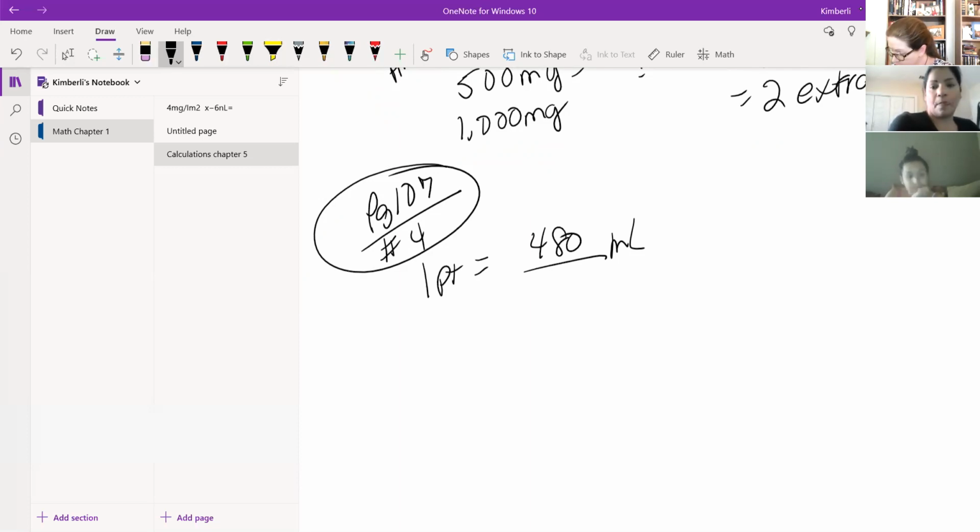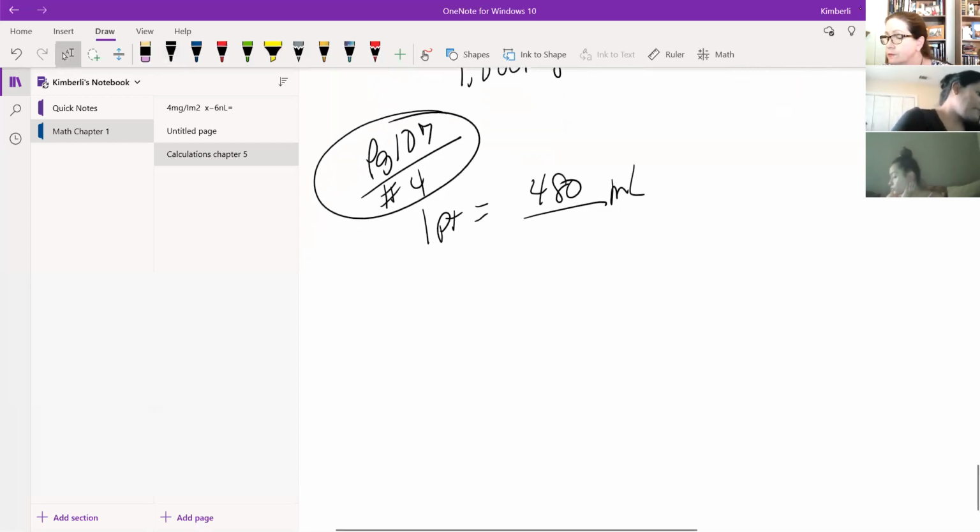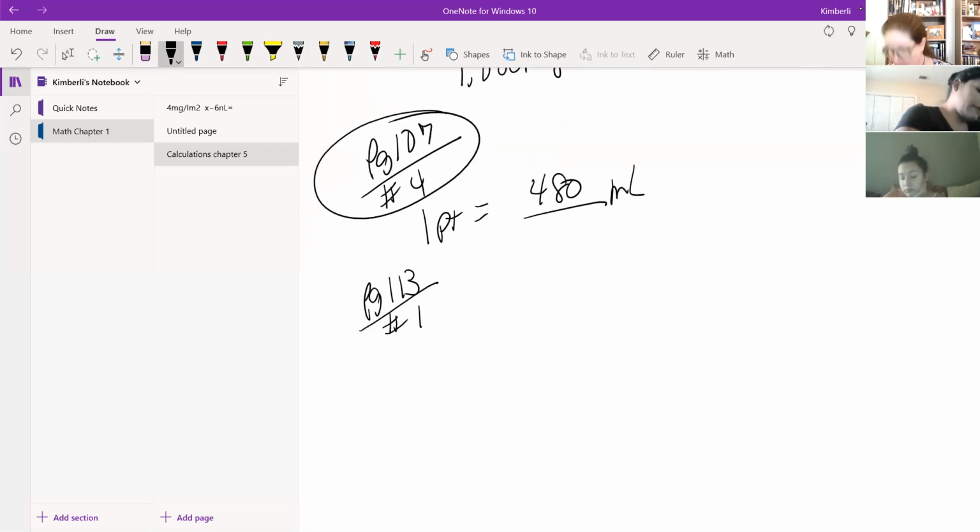Okay, page 113 is conversions between metric and apothecary systems. And then page 116 gives you a review. Okay, look on page 114, practice problems D. And let's look at number 1. It says acetaminophen.